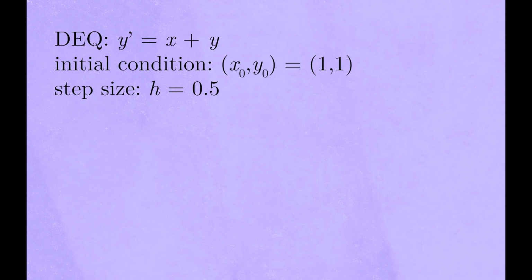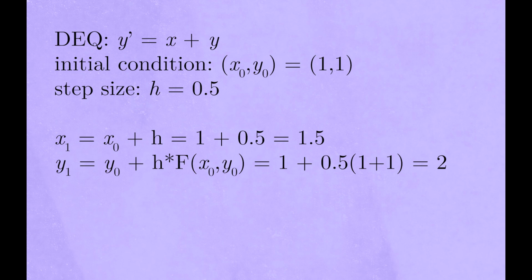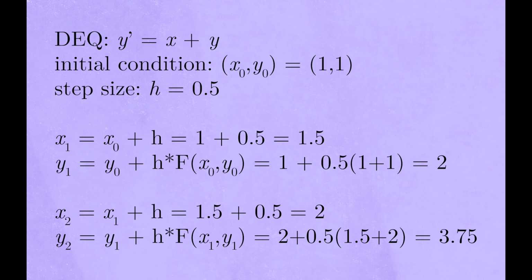In our example y prime equals x plus y with initial condition 1, 1 and step size 0.5, we would initially set x sub 0 equal to 1 and y sub 0 equal to 1. We then add the step size to get x sub 1 equals x sub 0 plus h, which is 1.5, and then use the differential equation to find y sub 1 equals y sub 0 plus h times f of x sub 0, y sub 0, which is 1 plus a half of 1 plus 1, which is 2. We could then take another step and find x sub 2 equals 2, and y sub 2 is 2 plus a half of 1.5 plus 2, which is 3.75, and so on. In practical applications, we would write a computer program to do this for us.